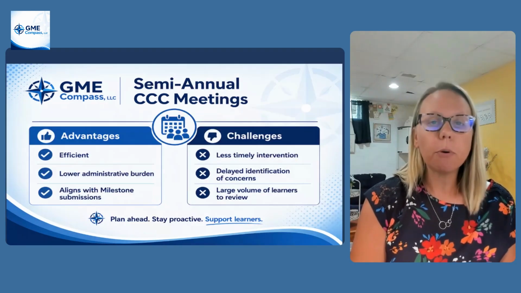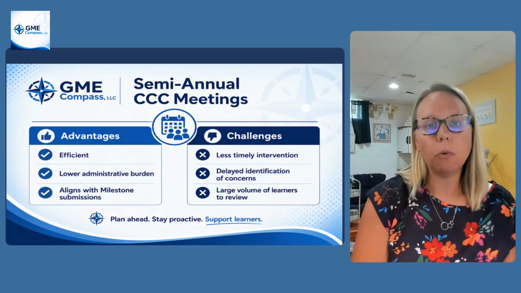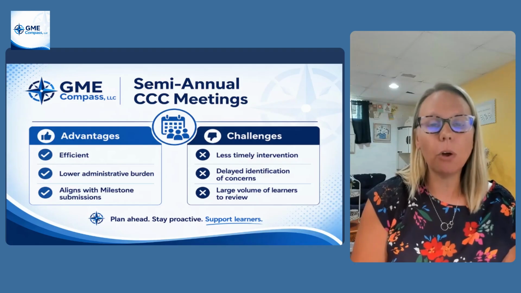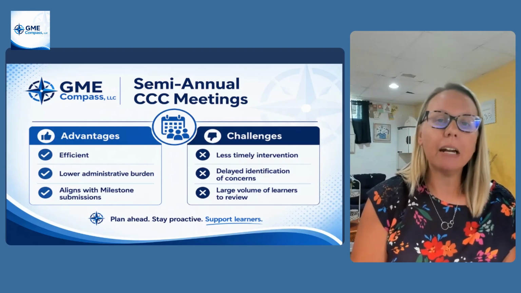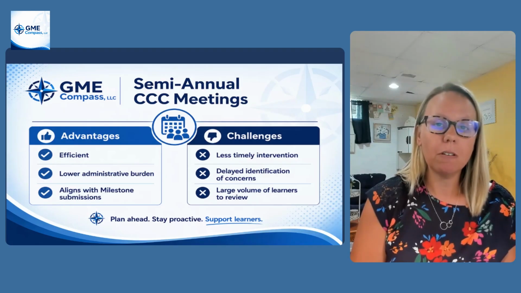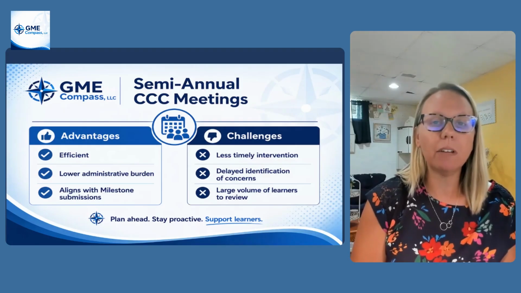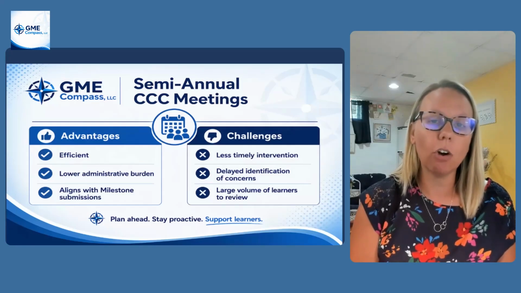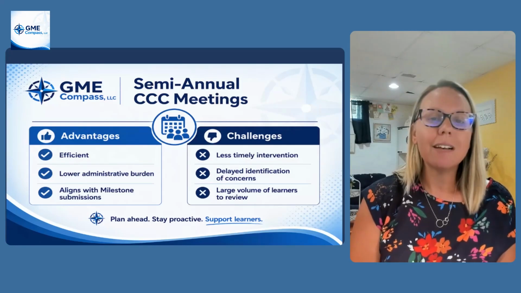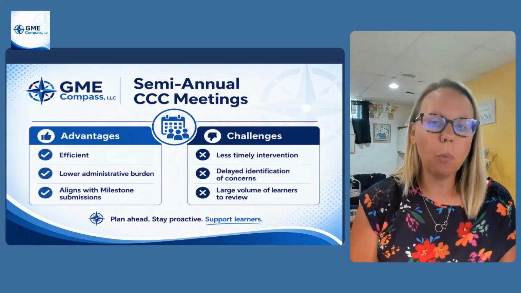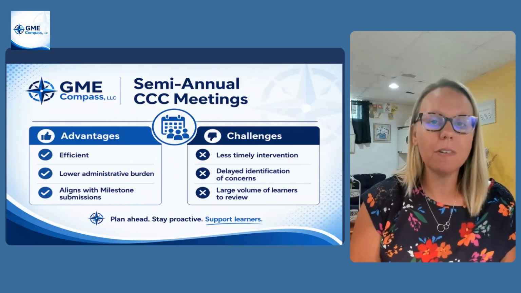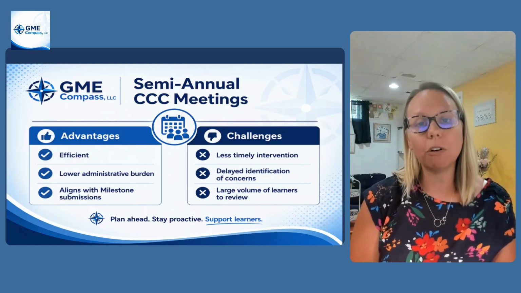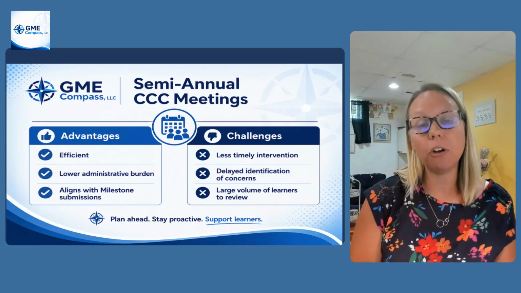For the most part, programs continue to use a semi-annual model. Advantages of semi-annually is it's efficient, it's lower administrative burden and it aligns with your milestone submissions. Challenges of that can be delayed identification of concerns, less timely interventions, and large learner review volumes. Semi-annual reviews can work well if strong assessment systems exist between meetings. However, programs should carefully consider whether issues are being identified early enough.